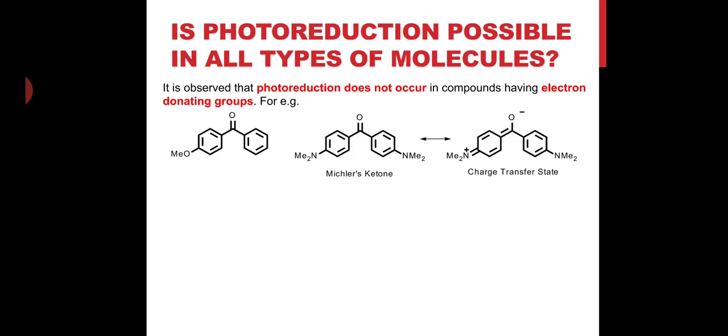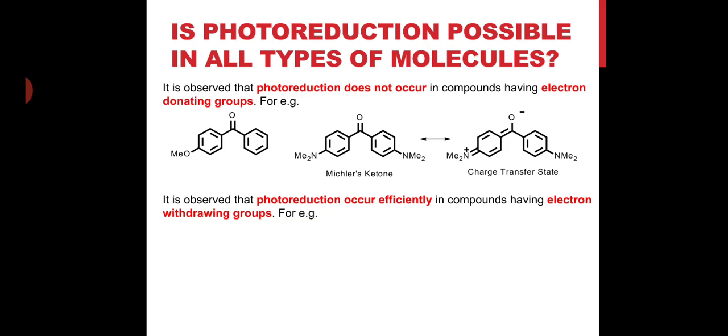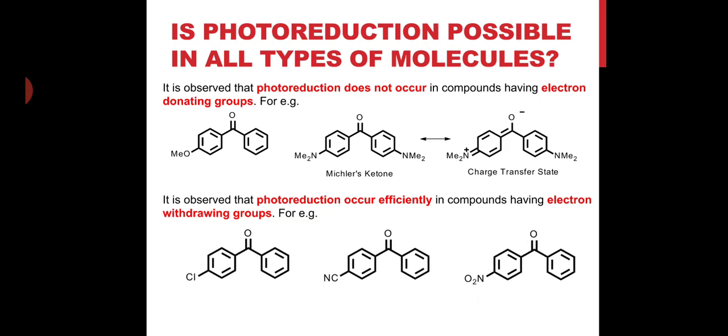Another example is Michler's ketone. On photoexcitation, it goes to the charge transfer state, and this charge transfer state does not have the ability to abstract hydrogen and so does not undergo photoreduction. But compounds having electron withdrawing groups like cyanide, nitro, halides show photoreduction very efficiently. But why? Should I give this as an assignment?